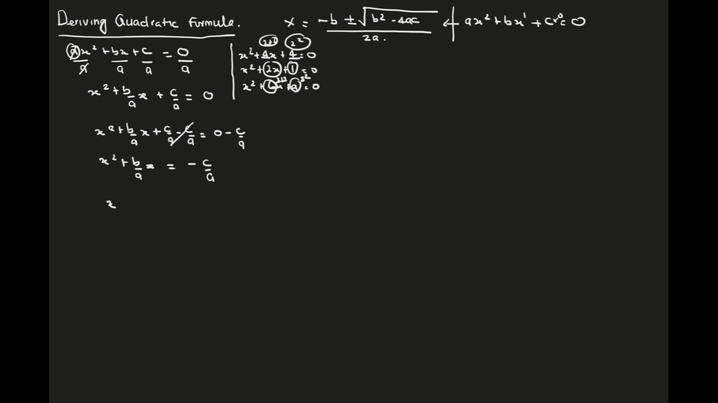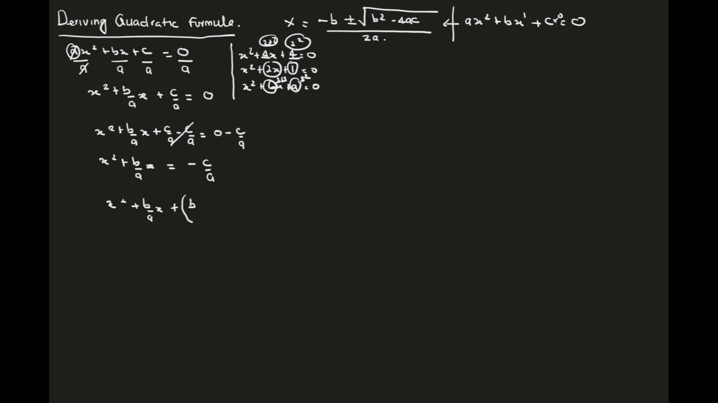Now I'm going to try and create a square here. And how am I going to do it? I'm going to look at this. I'll divide by 2 so that I get half of this. Then that's the same one that I'm going to square, right? So I'll do x squared plus b over a x. I don't interfere with this, but I make sure that I add the square of this same one here.